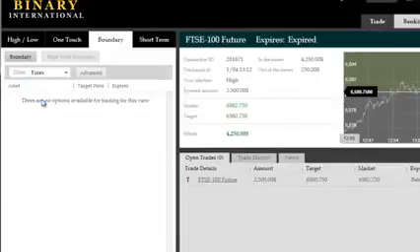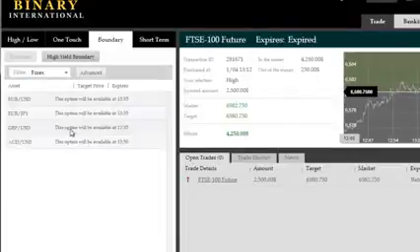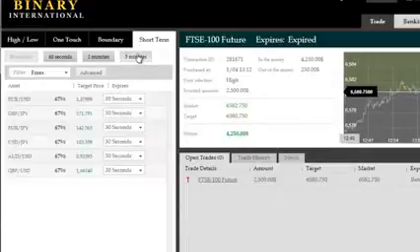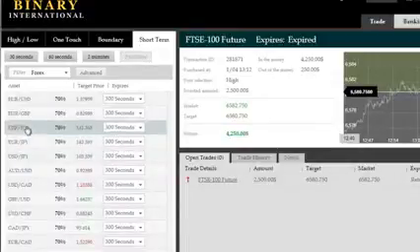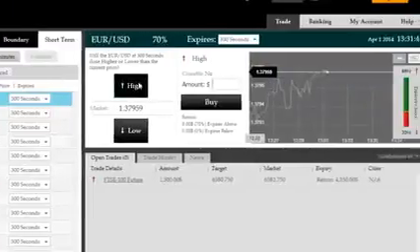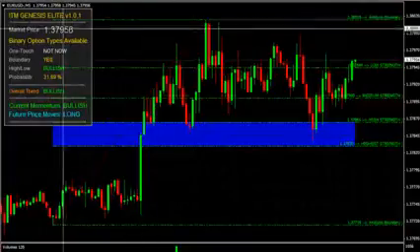Let's look for a boundary. We do have a boundary available. Boundaries on the Euro USD will not be available until a future time. So the easiest thing to go for right now is a 5 minute trade on the short term Euro USD high option. Let's go confirm our entry point.